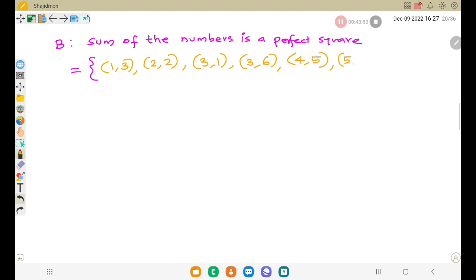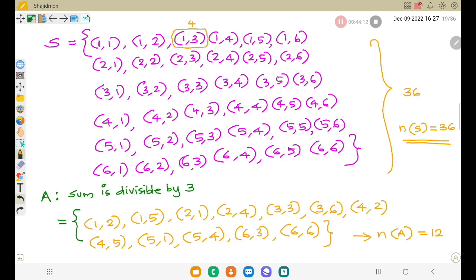Then 5, 4, because 5 plus 4 is 9, is a perfect square. Then 6, 3 is a perfect square, 9. So how many elements are there in B? The number of elements of the event B equals 7. Hope you understood that one, correct? So the number of elements of A equals 12, and the number of elements of B equals 7.